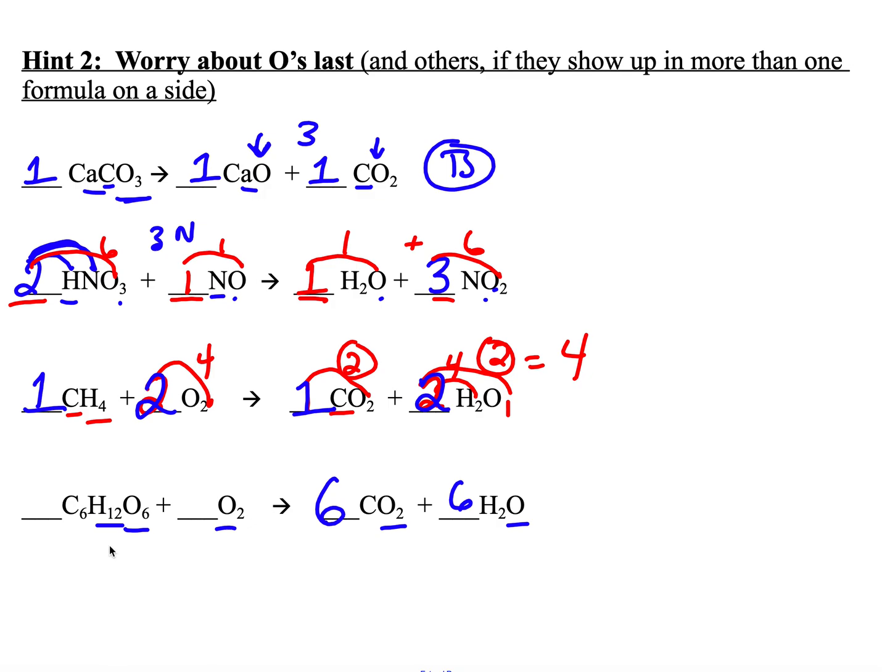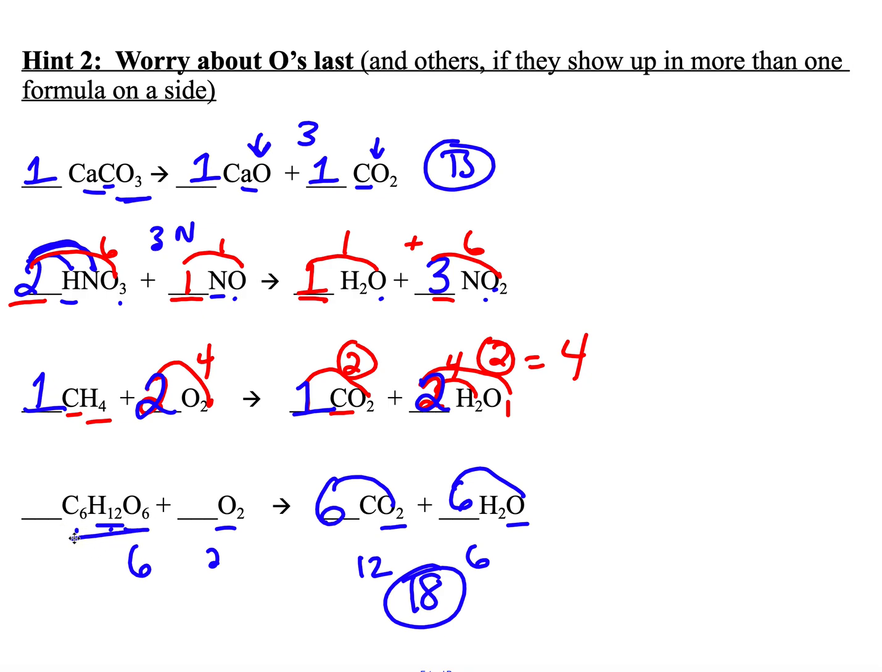Now that I've got my C's and H's straight, now I'm going to worry about my oxygens. So over here I have 6. Right now, with an imaginary 1 here, I have 2. Let's look at what I've got on this side. 6 times 2 gives me 12. 6 times 1 gives me 6. 12 plus 6 is 18. I've got 18 on this side. Now I need this side to equal 18.